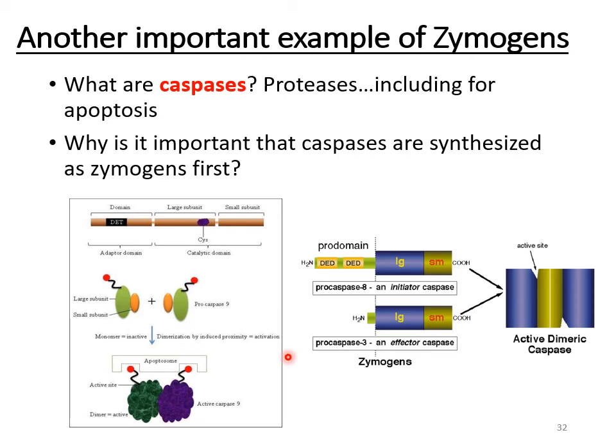Now, in certain diseases, illnesses, or problems, you can have scenarios with uncontrolled cell death and the disruption of apoptosis, and it can be very problematic. So why is it important that they're synthesized as zymogens first? It's so that you do not have unwanted premature cell death.